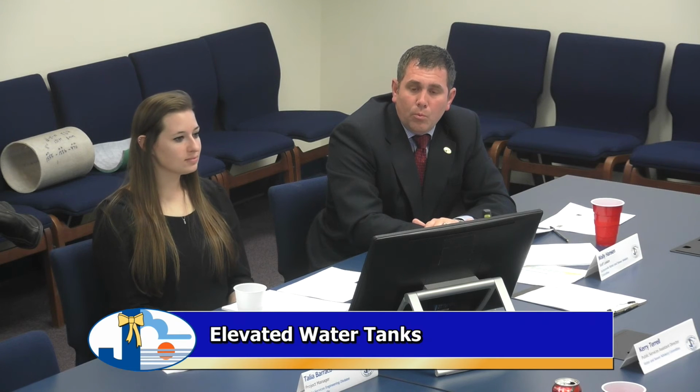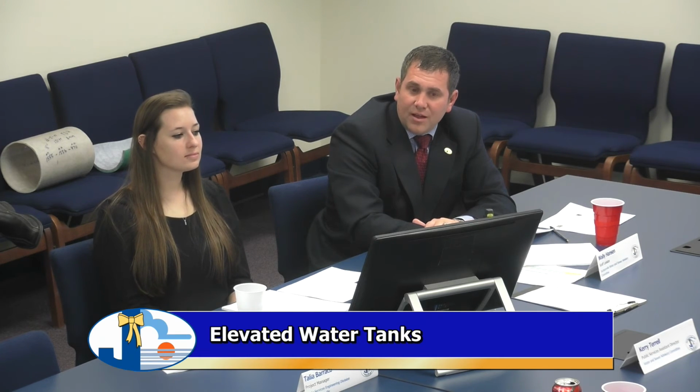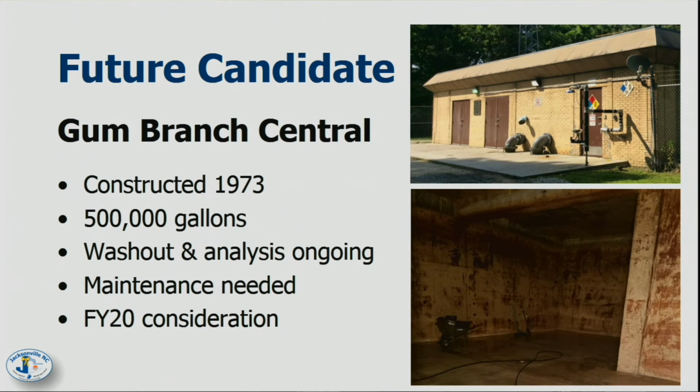One that we really haven't talked about a lot is the Gum Branch Central tank. This tank is 500,000 gallons. It's below ground. When you go out there, you can see the building in front, and behind it is literally just a concrete pad. That picture was from today. We just drained it for the first time in 15 years and cleaned it out. It's a concrete below-ground storage tank, and as you can see, it looks in pretty good shape.